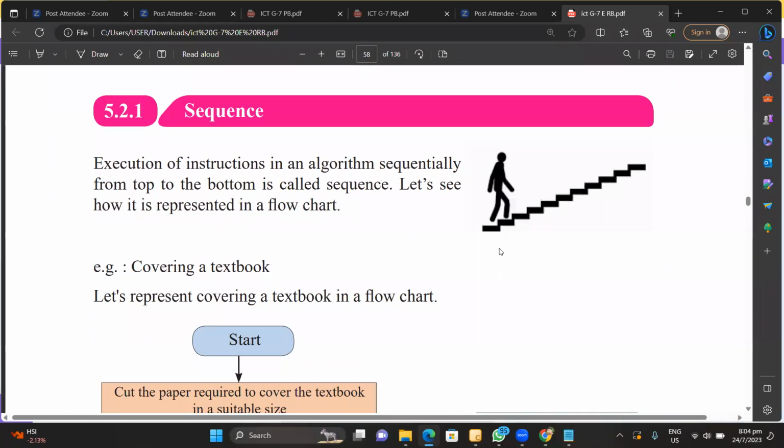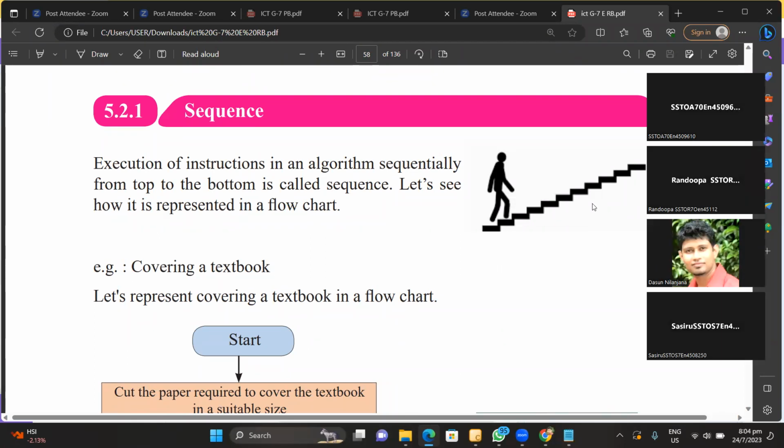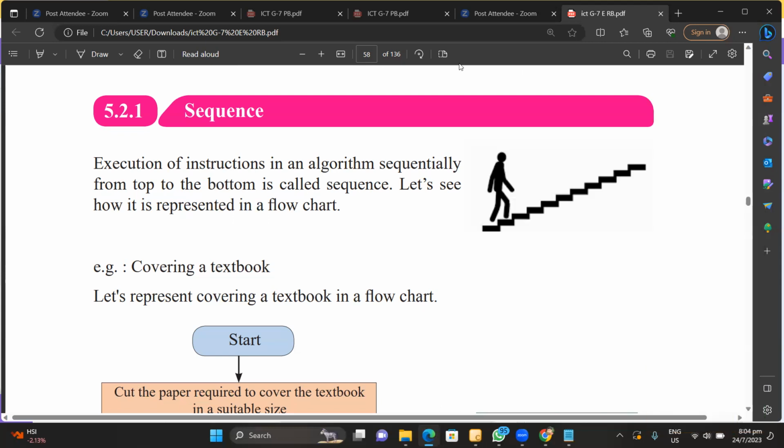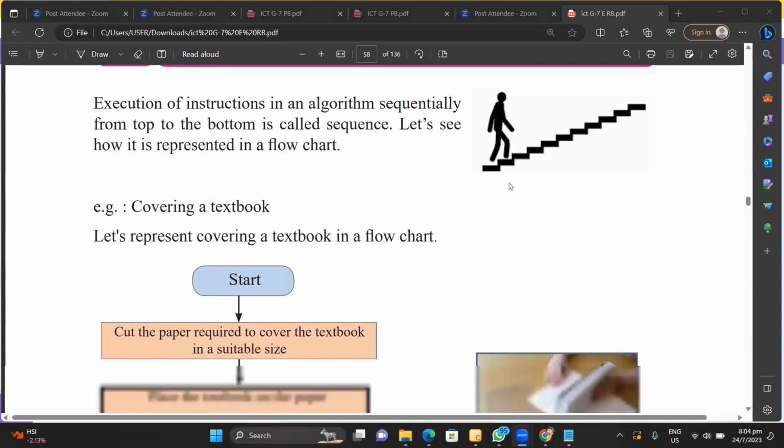And sequence is where you have the instructions in an order. It's like a set of steps. How you came from grade 6 to grade 7 and to grade 8. This flowchart indicates how you came from grade 6 to grade 7, and then grade 8, grade 9, 10 likewise. It is sequenced in an order.